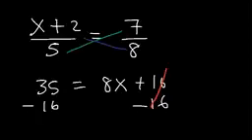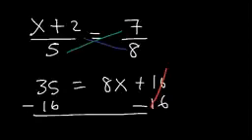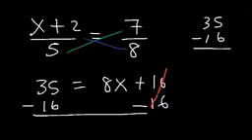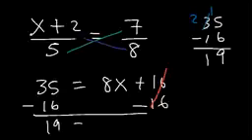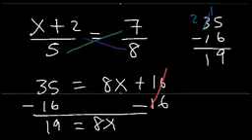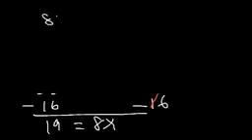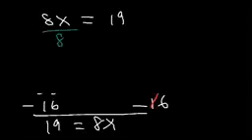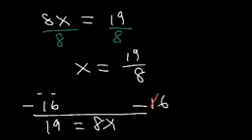So 35 minus 16, let's subtract it. 5 minus 6 is a negative number, so let's borrow a 1. So 15 minus 6 is 9. 2 minus 1 is 1. So 35 minus 16 is 19. So what we now have is 8x is equal to 19. So let's divide both sides by 8. So x is 19 over 8.